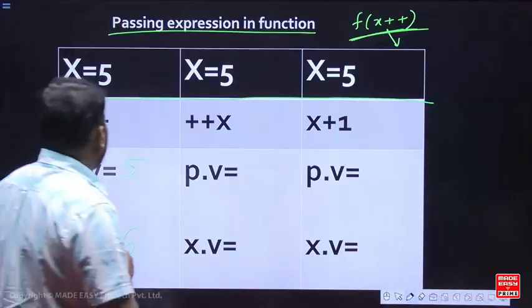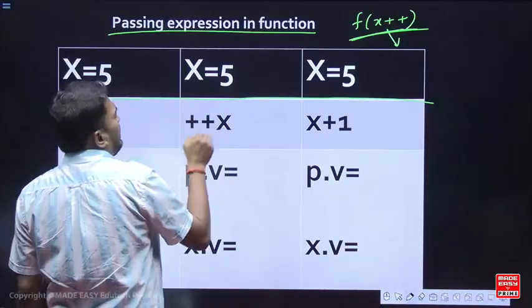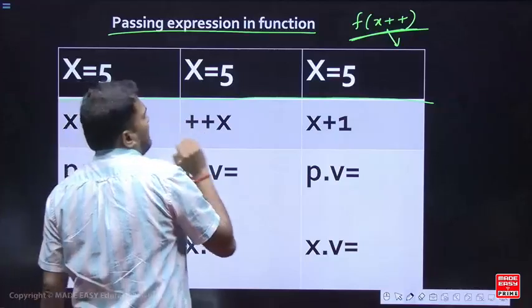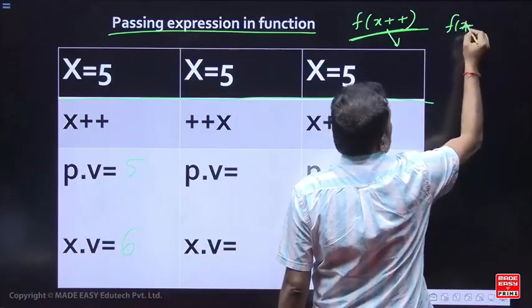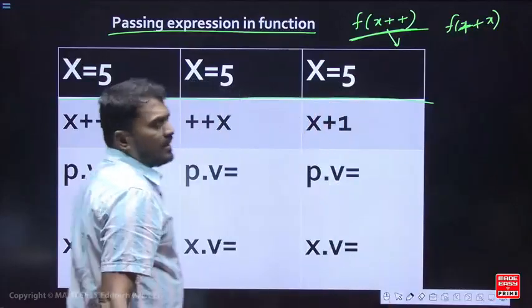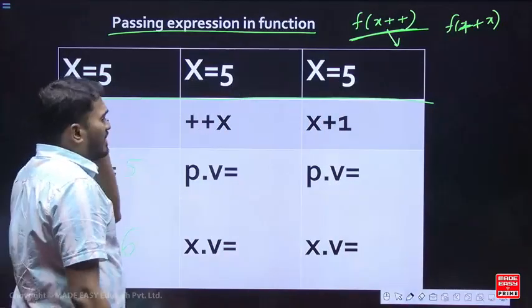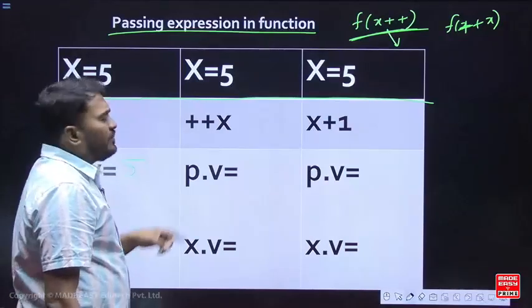Okay, and now come to this. x equal to 5. In some function you are passing plus plus x. Now tell me, when you are passing plus plus x, what is the passing value? It is the pre-increment. Listen here, pre-increment.